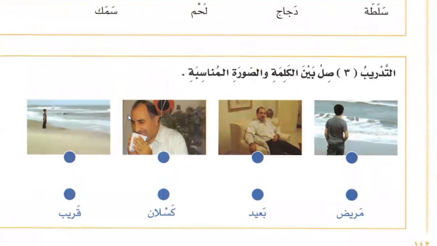Third exercise: join the word with the appropriate picture. So here this picture is Kareeb. So you will join it with the word Kareeb. This person is lazy, so you will join it with Kaslan.